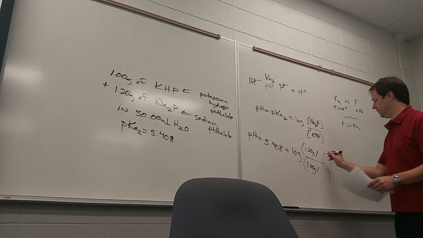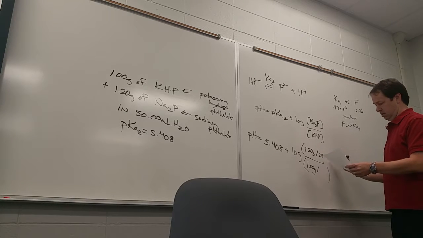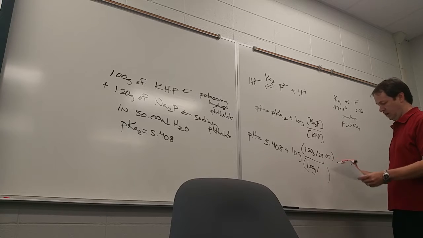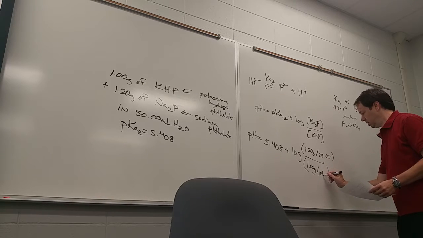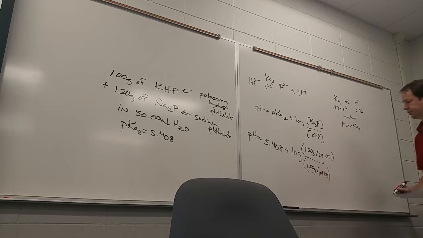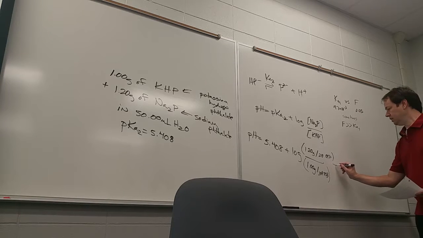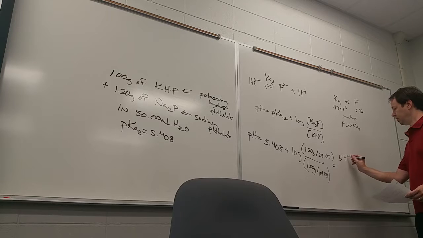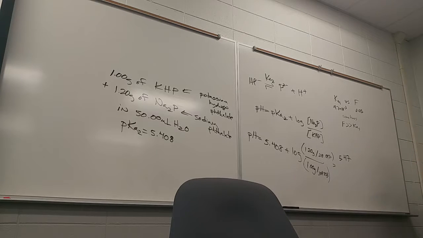So 1.2 divided by 210.097, and this one is 204.223. If you do that, you get a buffer of about 5.47. So it's kind of around the same pH of the acetic acid buffer for the zinc lab. It's mildly acidic, it's not super acidic. But this shows you how you can make a diprotic acid into a buffer.